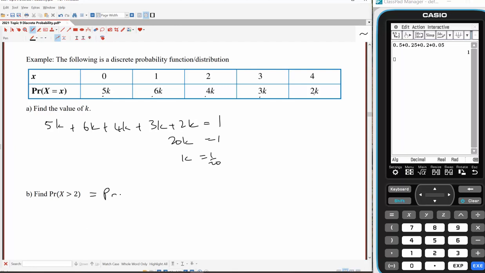So find the probability that the random variable takes on a value larger than 2. That's saying, what's the probability that the random variable is 3, 4, oh, what am I doing, 5? There is no 5. So we'll pull the pin there. So that's going to be 3, and we just found out that k is a 20th. So 3 lots of 1/20th is 3/20ths, plus 2 lots of 1/20th is 5/20ths, or a quarter.